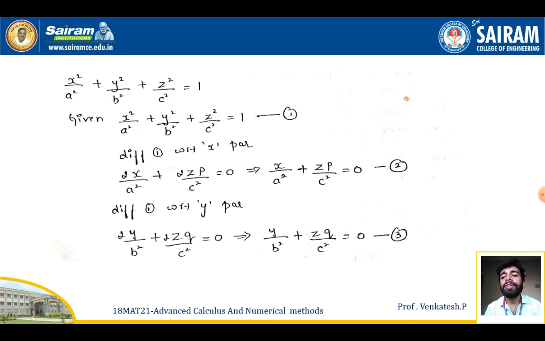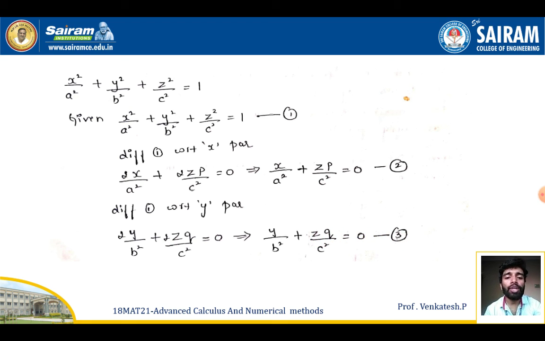So one more problem: x²/a² plus y²/b² plus z²/c² will be equal to 1. Same thing, we have two independent variables with three arbitrary constants. Differentiating equation number 1 with respect to x, I got 2x/a² plus 2zp/c² is equal to 0. So I can write x/a² plus zp/c² is equal to 0. Call it equation number 2. Differentiating 1 with respect to y, I will get 2y/b² plus 2zq/c² is equal to 0, which is y/b² plus zq/c² is equal to 0. Call it equation number 3.